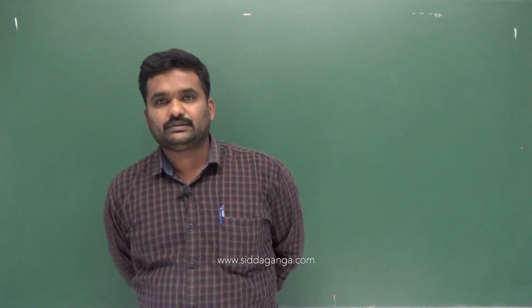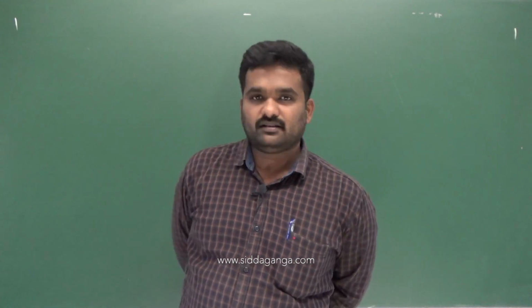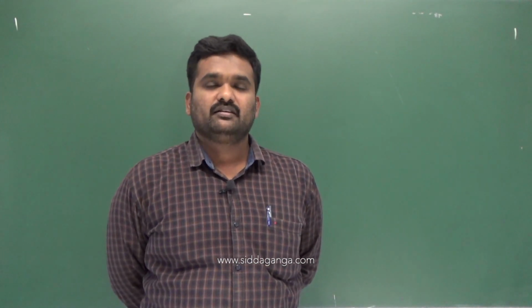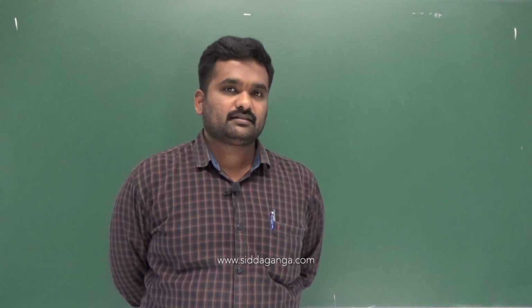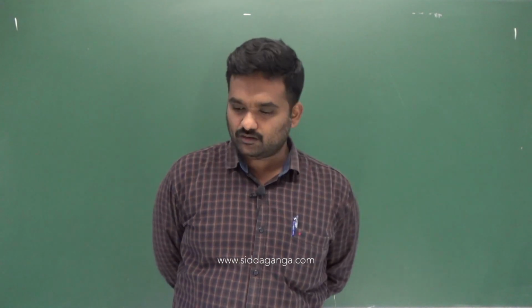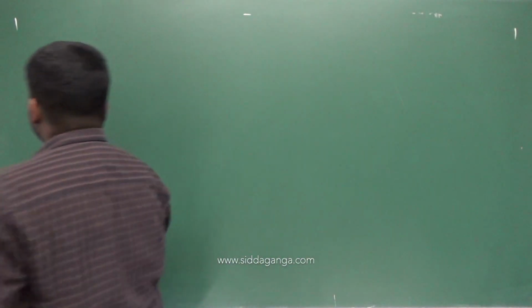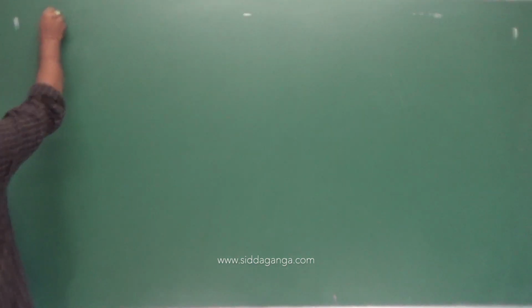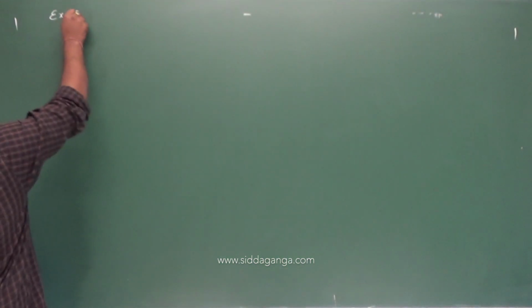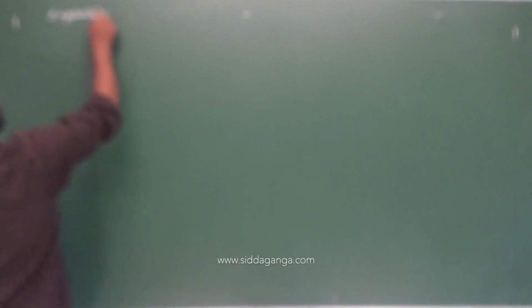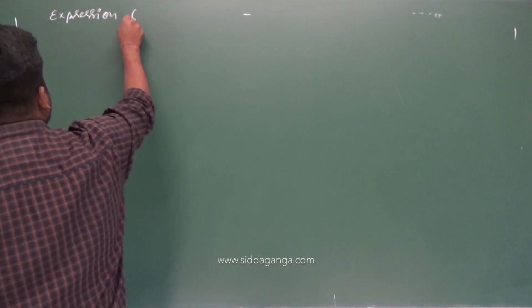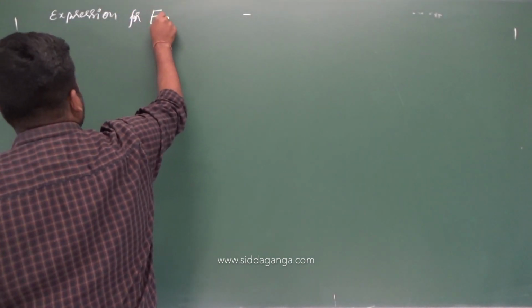In continuation to that, we will get one important derivation here: the expression for fringe width in case of Young's double slit experiment. We have to obtain the expression for fringe width. It is an important 5 marks question, the expression for fringe width.